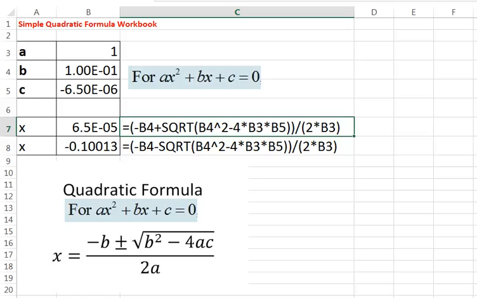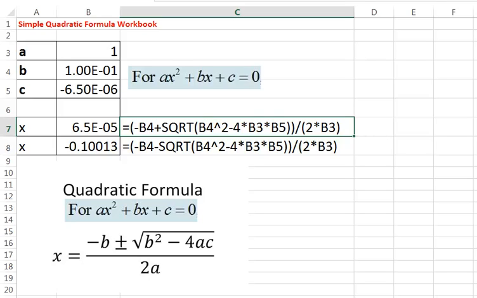Then I'm dividing everything in the numerator. So I put brackets around the entire formula for the numerator here for my quadratic equation, and I divide that by 2 times the value for a, which remember is in cell B3, right? Then I do the same equation in my second cell here in B8. The only thing I've changed is my sign before the square root function is a negative, so I'm getting the positive and negative solutions.